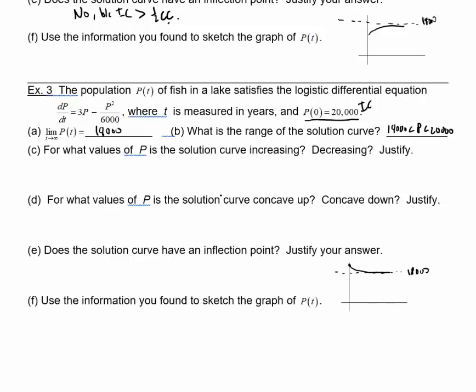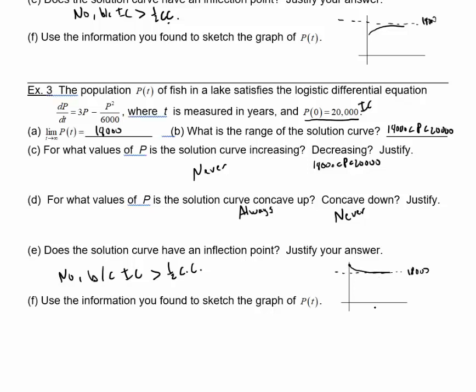So for this one, would the solution curve be increasing? Never. Decreasing would be always, or from 18,000 to 20,000. Concave up is going to be always, from 18,000 to 20,000. Concave down would be never. Point of inflection would be no. And again, that's because your initial condition is greater than half the carrying capacity. And then I already sketched the graph of that as well.